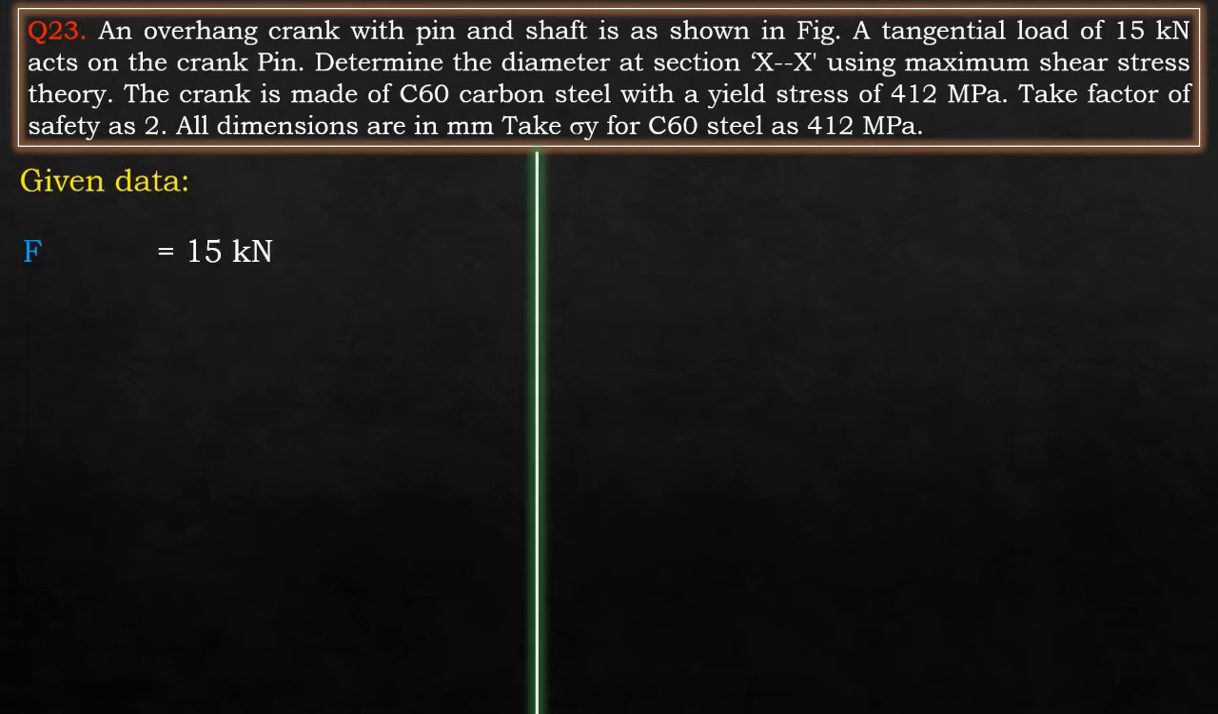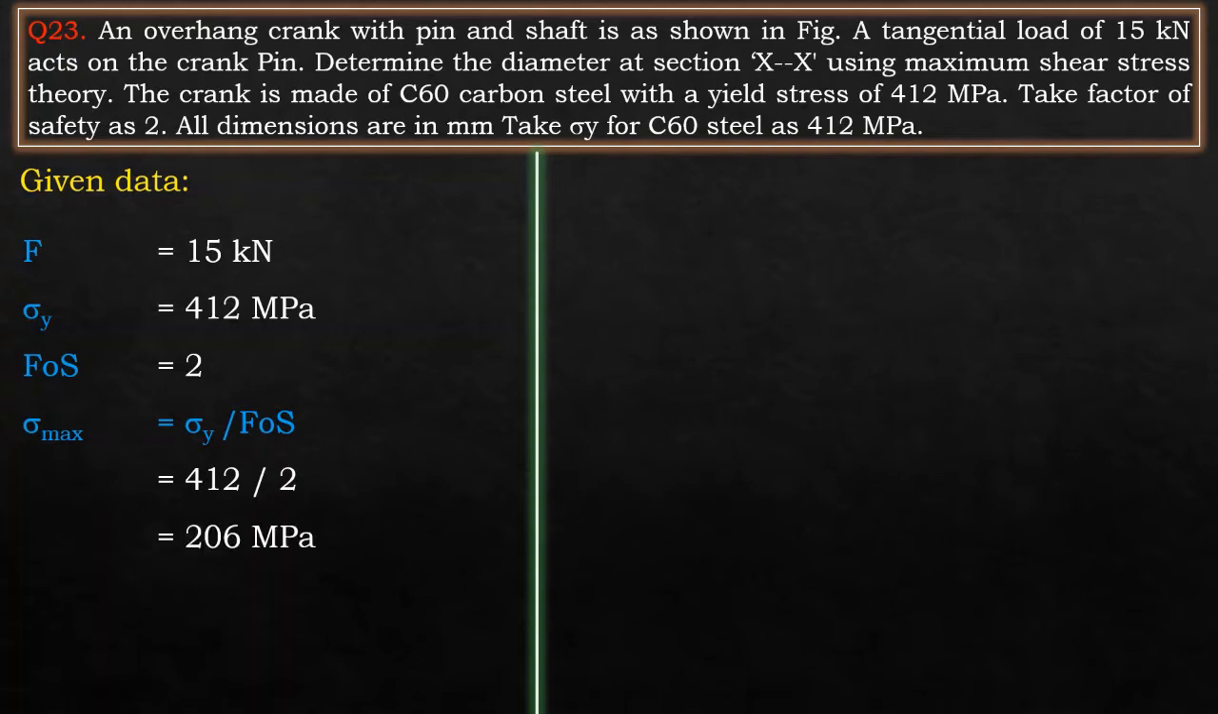In this numerical, the load applied, which is tangential in nature, is given as 15 kilonewtons. The yield stress for C60 carbon steel is given as 412 megapascals with a factor of safety of 2. So by using sigma y and FOS, we can determine the maximum or allowable stress as sigma y by FOS, which will be equal to 412 divided by 2, which will be 206 megapascals. From now onwards, we will be using 206 megapascals for solving this numerical.